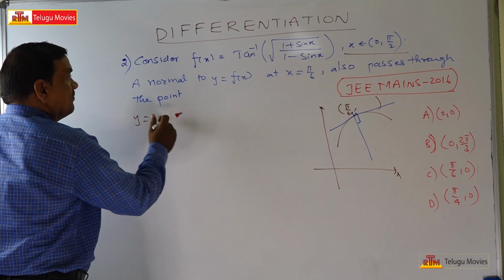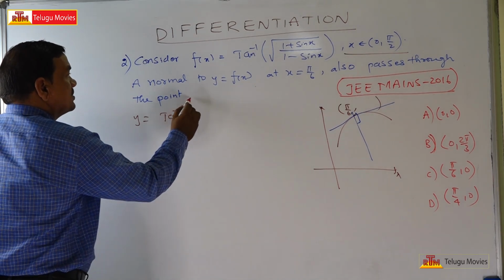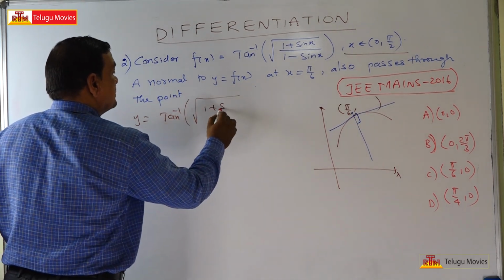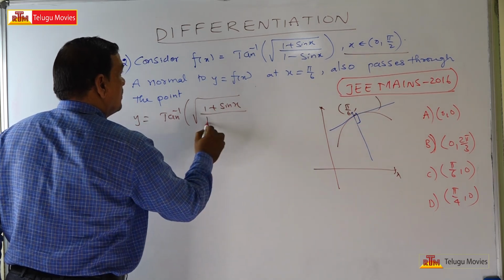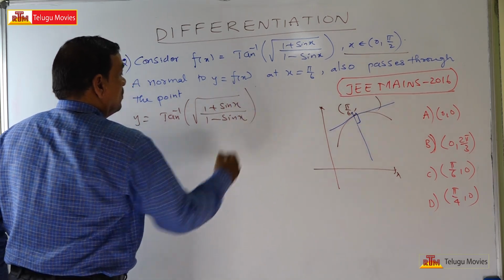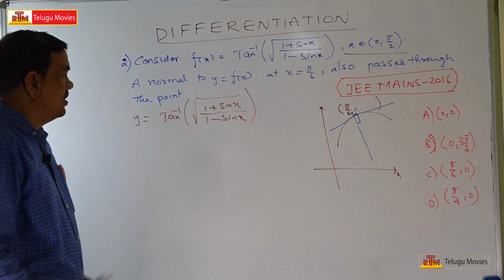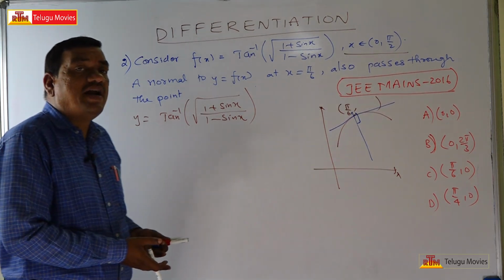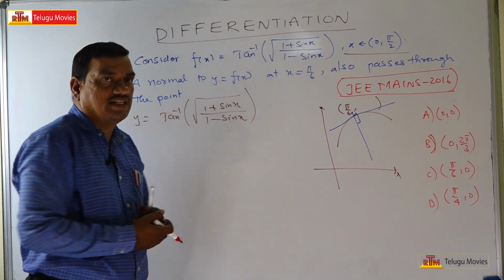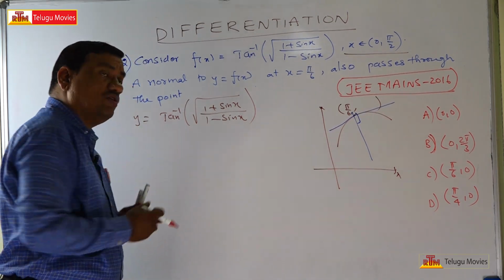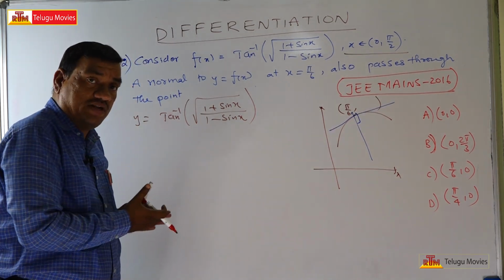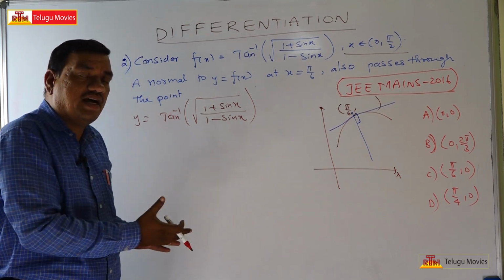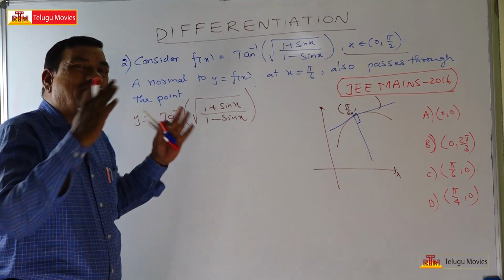y = f(x) = tan inverse of root of (1 + sin x) by (1 − sin x). Okay, now first of all, before finding dy by dx, let us simplify this expression. Why? Because if you find the dy by dx for this expression, you may get it, but you will get a very big expression.